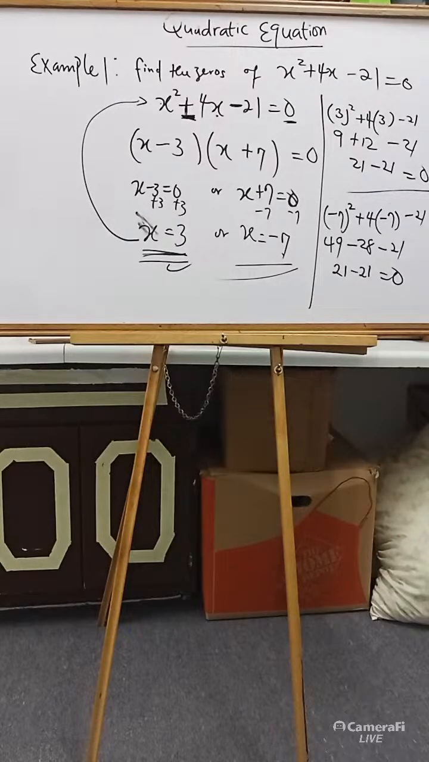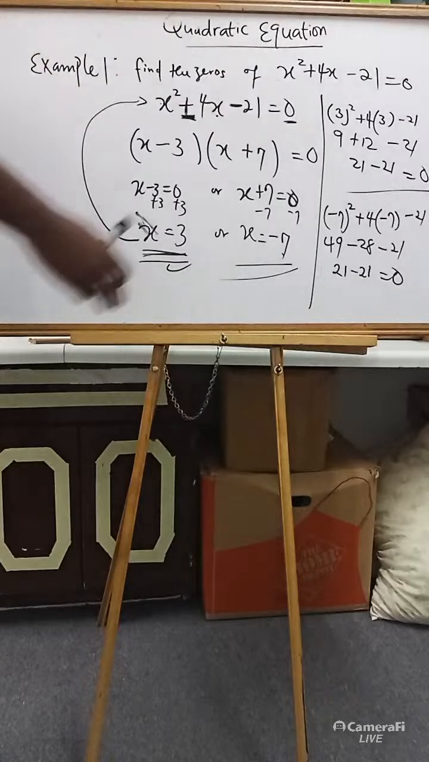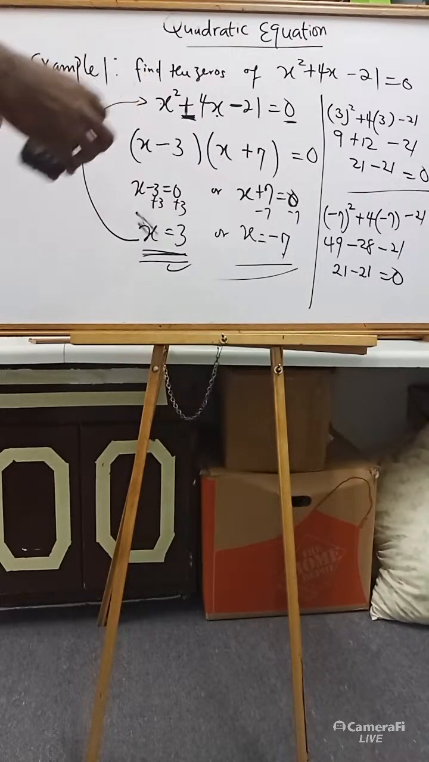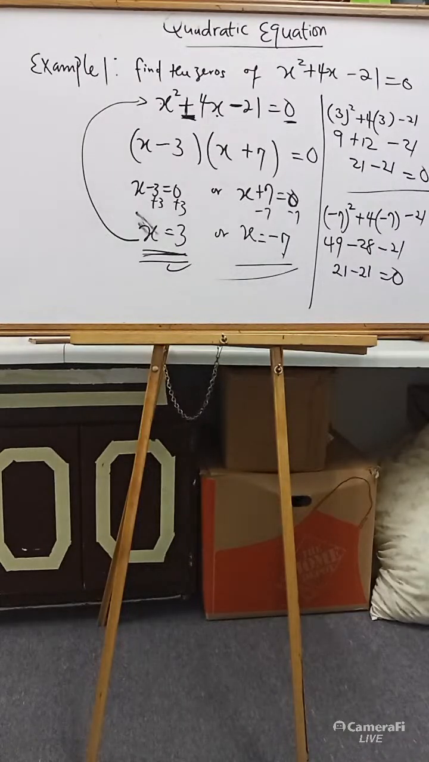So with this, we can see that the 3 and the negative 7 happen to be the what? The zeros of this quadratic equation. So that is the first example we've been able to show. Now let's look for another example.